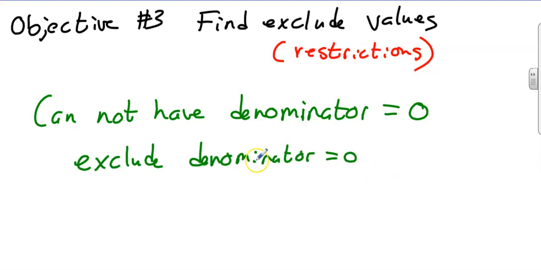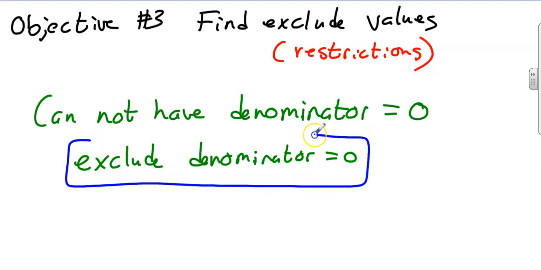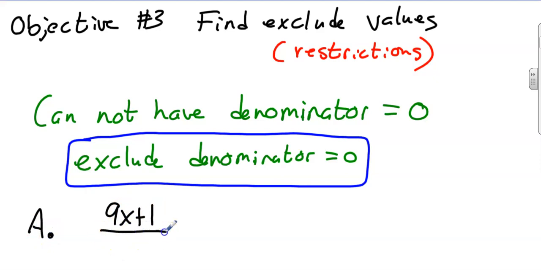So all you're going to do is if they tell you, all right, tell me what the exclusions are or the restrictions, you just take whatever the denominator is, set it equal to 0, and that's your excluded values. Okay, so the very first problem is we'll have 9x plus 1 over 2x plus 8.